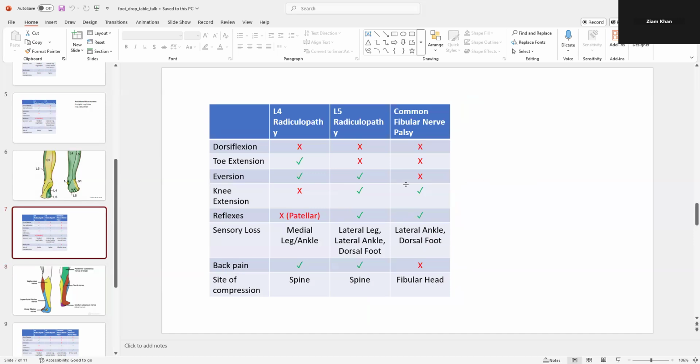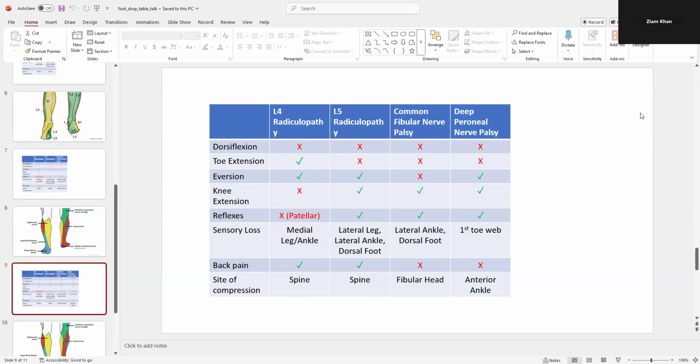What's really going to help you tell this apart is the history of back pain, getting a history of how this injury actually occurred, and then doing an eversion motor strength test, which is going to be crucial to tell these two apart. The next nerve is the deep peroneal nerve palsy. It's not going to have an effect on eversion, so that's the difference here. But the sensory exam is going to be extremely different.